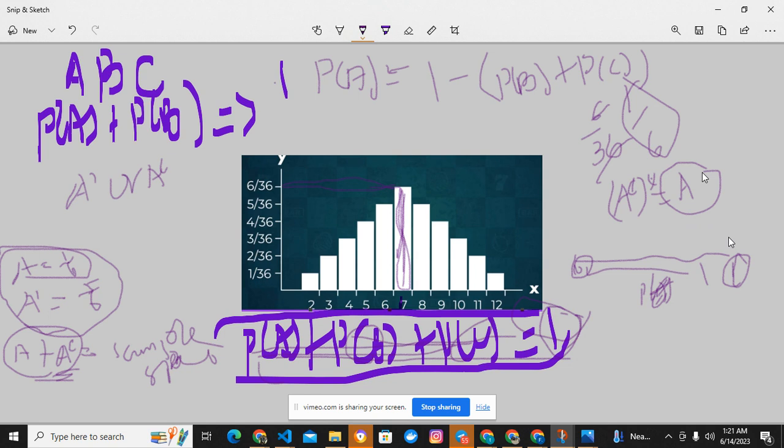So conclusively, all possible outcomes say A, B, C, which have probability of A, probability of B, probability of C summing to 1, can equally be expressed as, let's say A prime equals B plus C. Therefore, probability of A prime equals what? 1 minus probability of A. So anytime you have probability of A complement or probability of B complement, it is 1 minus probability of A.